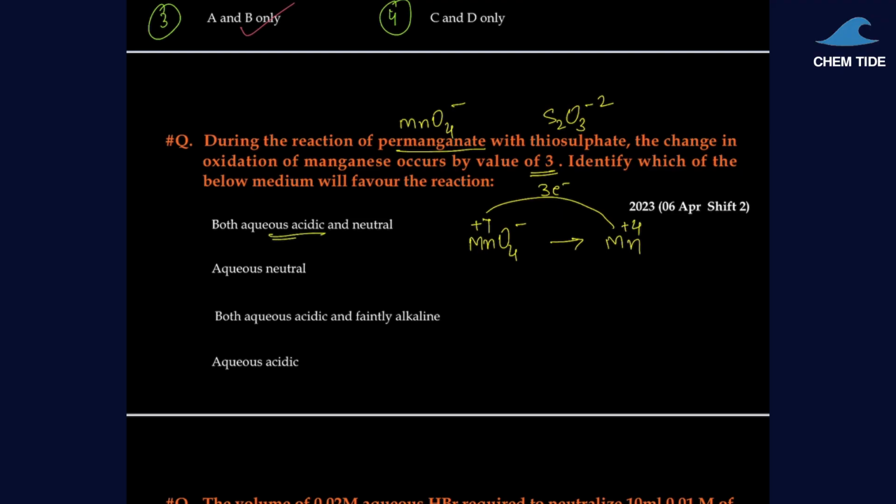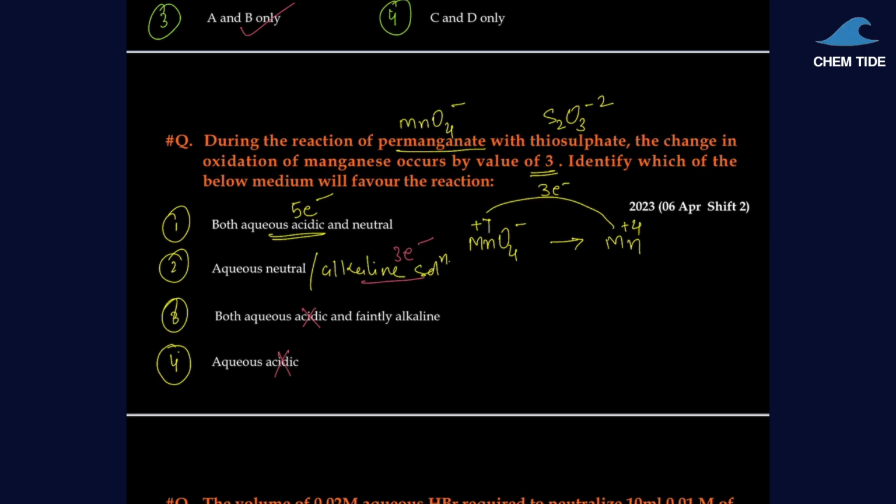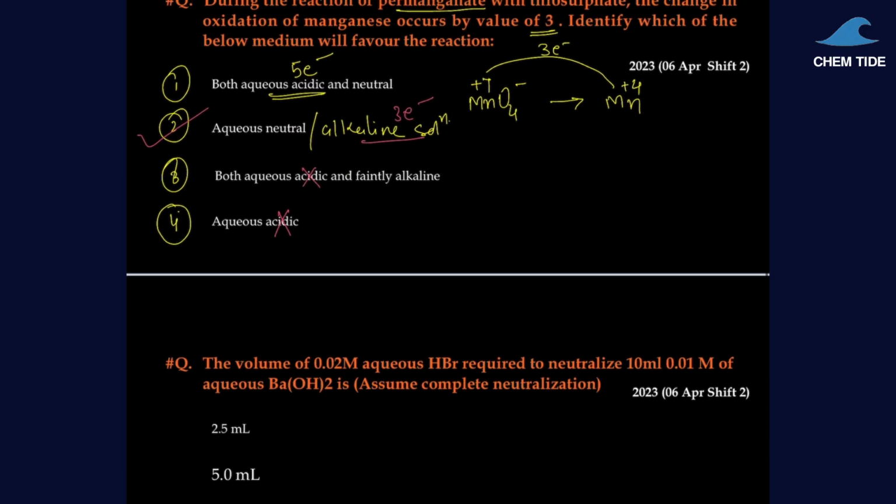So in acidic medium, we know that it's a 5 electron transfer. Aqueous neutral or the aqueous alkaline solution. I'm just modifying the option, alkaline solution. First option, second option, third option, and this is fourth one. So alkaline solution definitely is a 3 electron. Aqueous acidic is not there. So your answer should be 2 only. In alkaline medium, it should be the 3 electron transfer. In acidic medium, 5 electron transfer. And in basic medium, 1 electron transfer. Your answer should be 2.